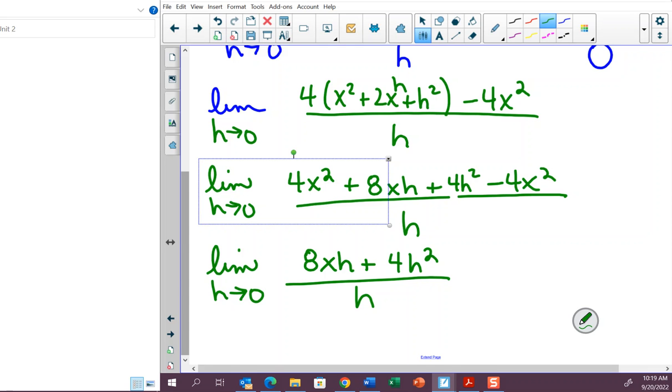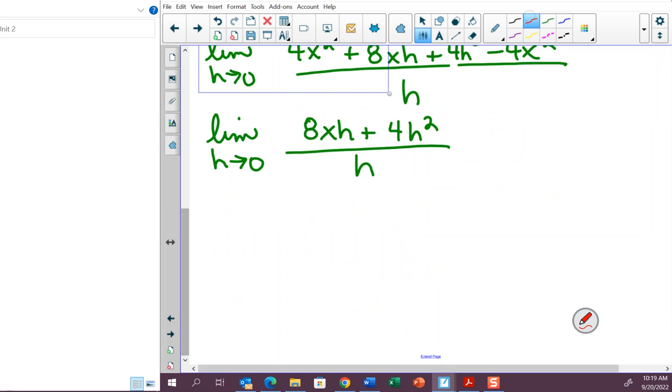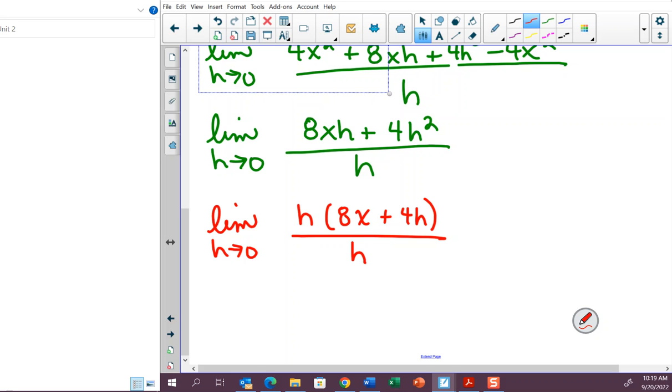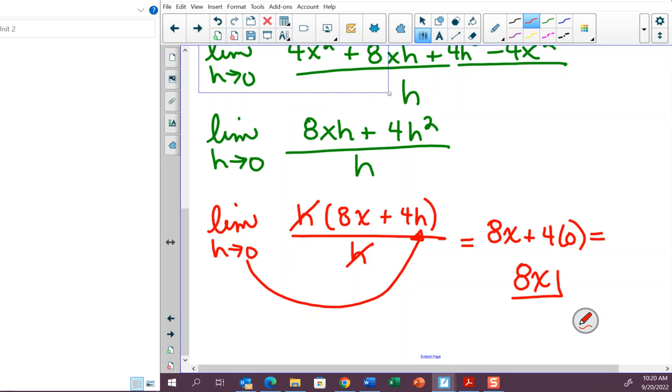What happens at this step? You can take an h out of both, yes. This should happen all the time. When you factor an h out of the numerator, well, you can't factor all the time, but when you factor the h out of the numerator and divide that away, and then take the limit, we get 8x plus 4 times 0, or just 8x?